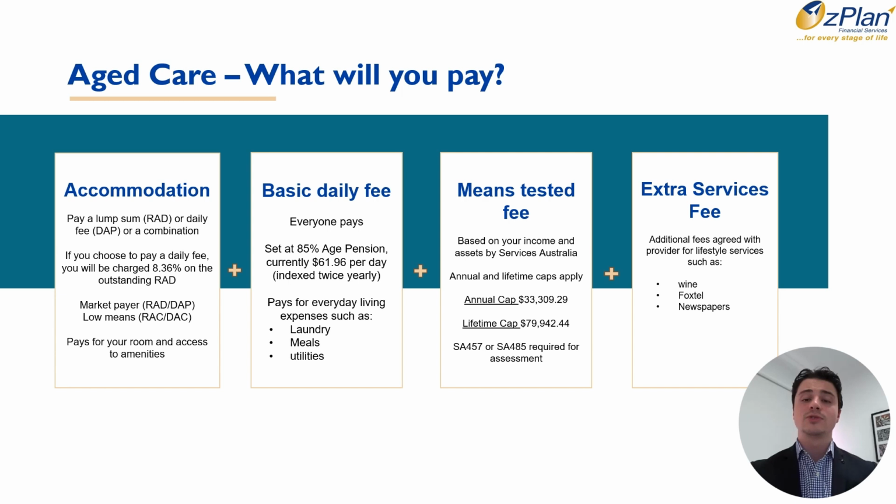We also have what's called an extra services fee or an additional services fee. Now this is agreed by the provider and it covers lifestyle services, such as your wines, your Foxtels, newspapers, could be a TV. So when moving into care, the accommodation and the extra services fees can be negotiable, and we can also assist in negotiating these expenses.